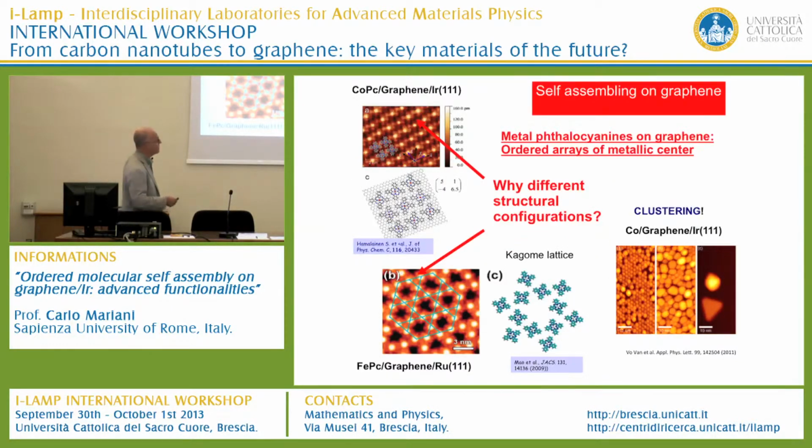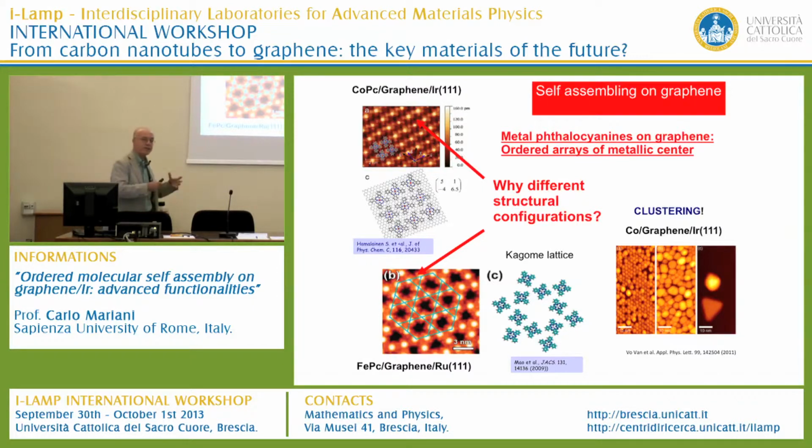Here you have a recent experiment by the group of Nick Brooks in Grenoble, where they grow cobalt on graphene. You can see the single magnetic atoms cluster and then eventually form cobalt crystals. What happens with iron phthalocyanine? Here we have two different graphene substrates. One is grown onto iridium and the other onto ruthenium. These are STM experiments by two different groups using cobalt phthalocyanine and iron phthalocyanine.